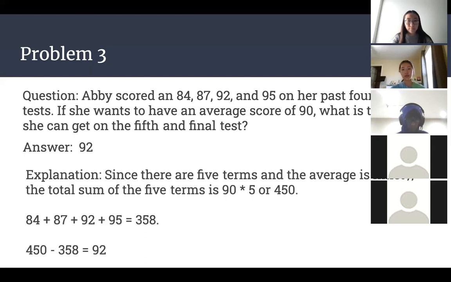The average is 90, the problem tells us that. Since there are 5 terms, the total sum of the 5 terms is 90 times 5, which is 450. The sum of the first 4 scores is 358. If you subtract that from 450, you get 92. So that's her final score. Does that make sense to everybody? If you have a question, you can ask it right now.